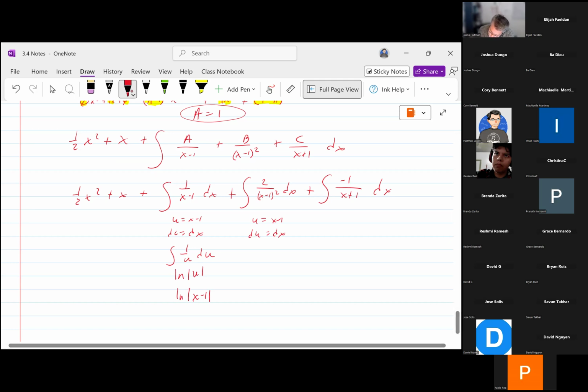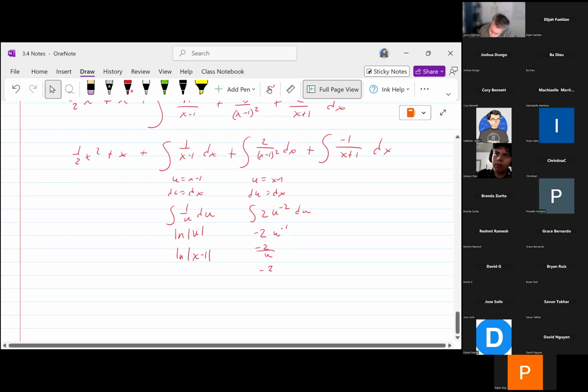Okay, and so this becomes the integral of 2 times u to the negative 2 power du. That's just the power rule. So this is going to go up to negative 1 multiplied by negative 1. So this is negative 2 u to the negative 1, which is negative 2 over u. And so that becomes negative 2 over x minus 1.